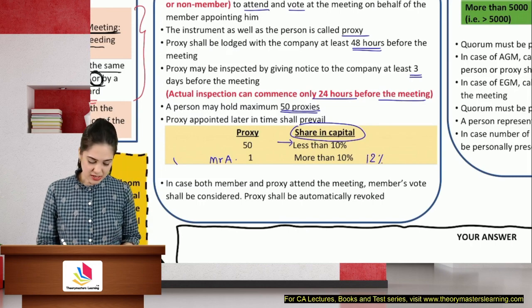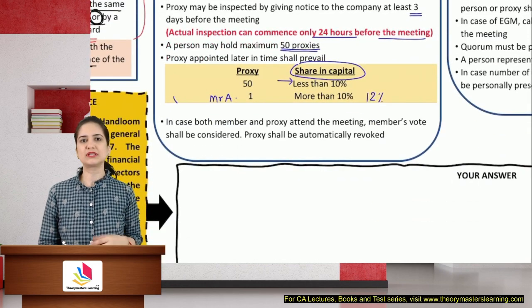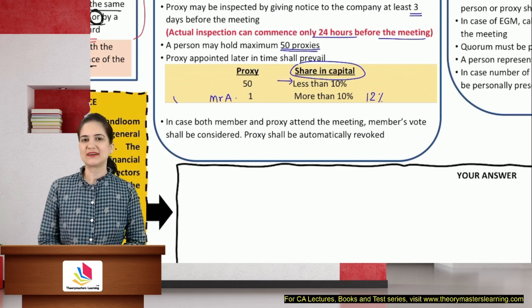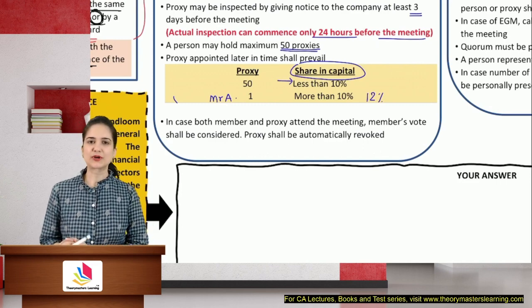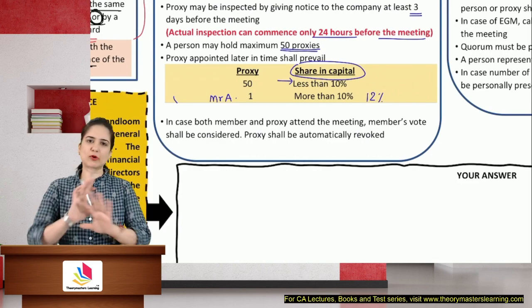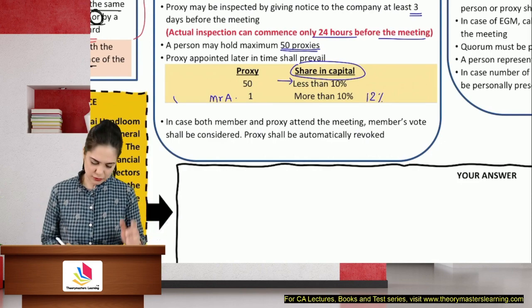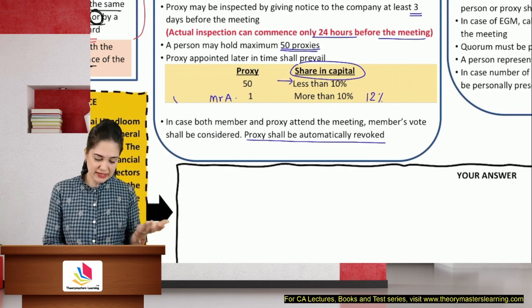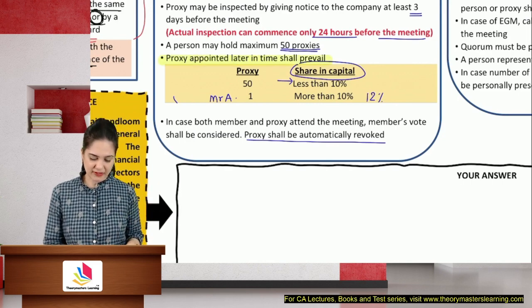Suppose the member and proxy both attend the meeting. It is possible, no? We both attend the meeting. Then the member's vote will be counted. The member will be allowed to vote. Proxy will be automatically revoked. Okay, proxy will be automatically revoked. Proxy appointed later in time shall prevail.